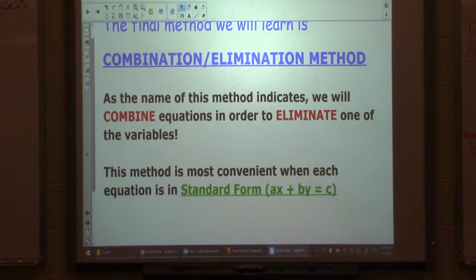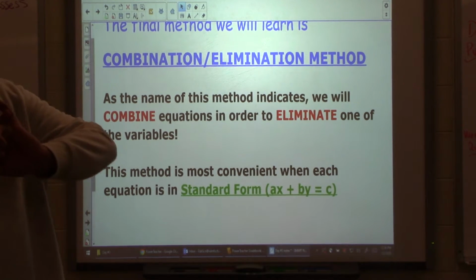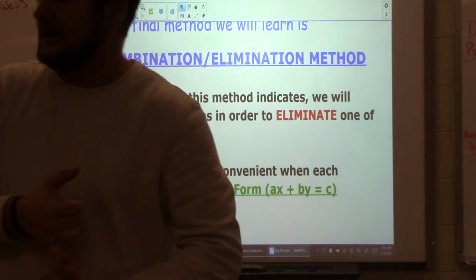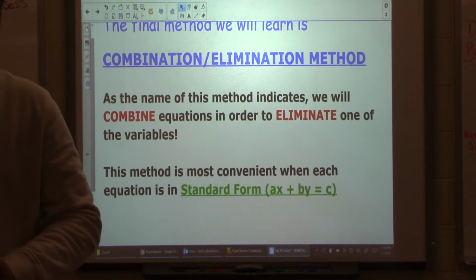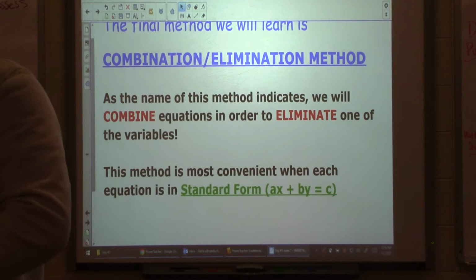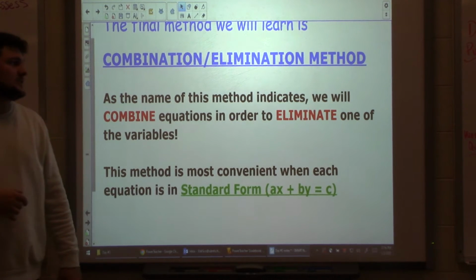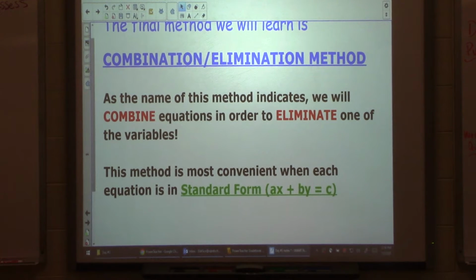Remember we said equivalent forms: if they're both in slope-intercept form, they're both equal to y, or they're both equal to x, equivalent forms would be a good one. If only one of them is equal to one of our variables, substitution's a good one. If neither of them equal one of our variables, it might be most convenient to do combination elimination.